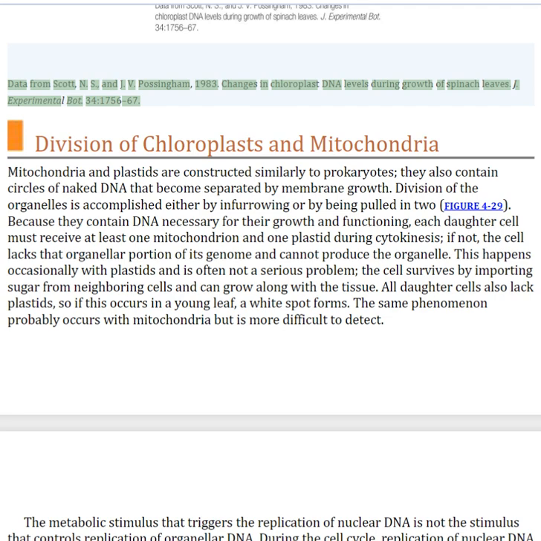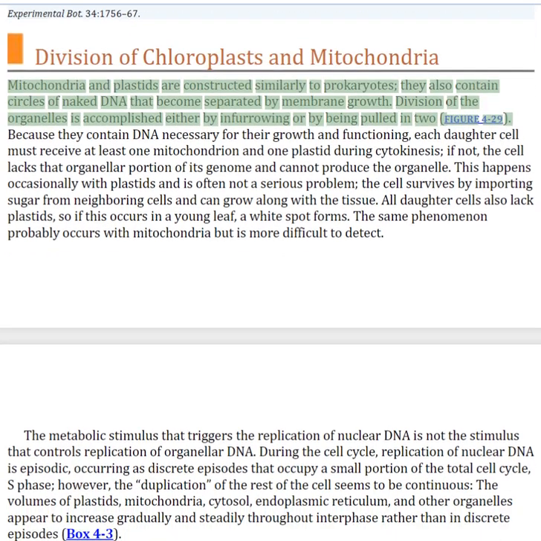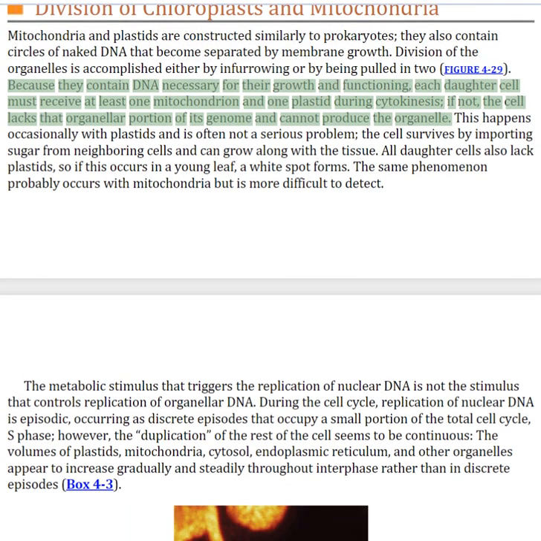34:1756, 67. Division of chloroplasts and mitochondria. Mitochondria and plastids are constructed similarly to prokaryotes. They also contain circles of naked DNA that become separated by membrane growth. Division of the organelles is accomplished either by infurrowing or by being pulled in two. Because they contain DNA necessary for their growth and functioning, each daughter cell must receive at least one mitochondrion and one plastid during cytokinesis.